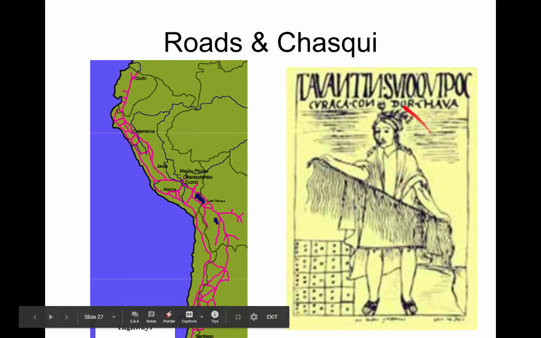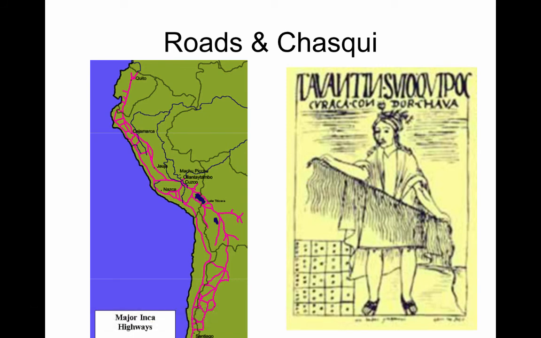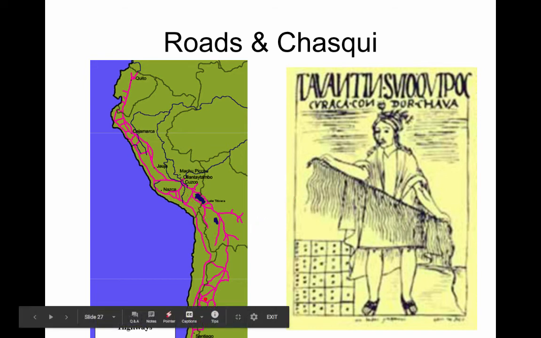But the Chosky, how it would work is that they would always be waiting at a station. And when they saw another Chosky coming their way, they'd start to warm up. And then the Chosky would run together for a while as the first Chosky would pass on the information to the outgoing Chosky, so that runner would know the information that had to make its way to the capital or wherever it needed to go.